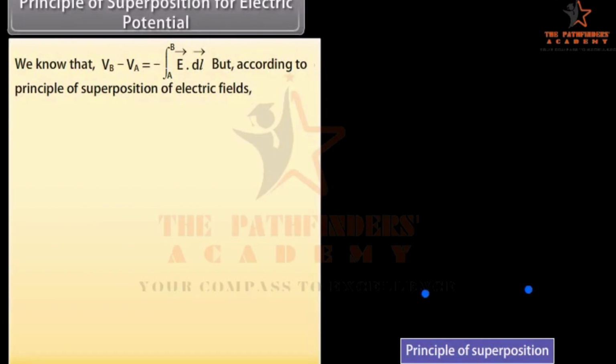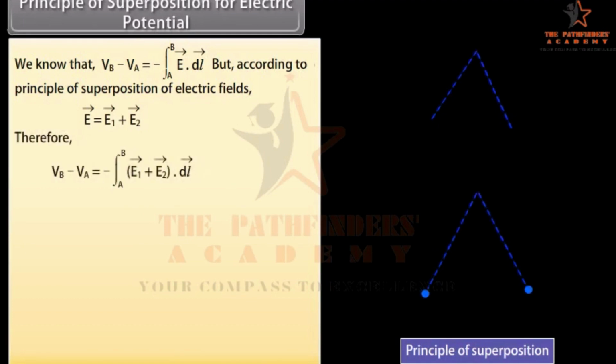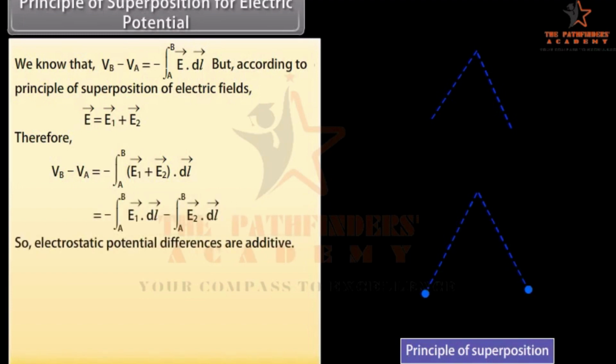But according to the principle of superposition of electric fields, E vector is equal to E1 vector plus E2 vector. Therefore, V_B minus V_A is equal to minus integration from A to B of (E1 vector plus E2 vector) dot dl vector. So, electrostatic potential differences are additive.